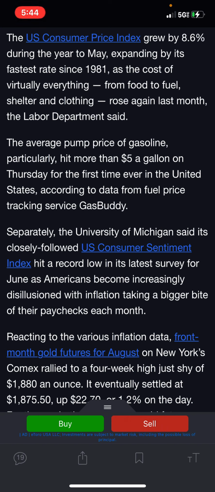The University of Michigan said, closely following, that U.S. consumer sentiment hit a record all-time low in the last survey for June, as Americans become increasingly disillusioned with inflation taking a bigger part of their paycheck. So people need to start paying attention to what's going on so they can understand where all their money is going.